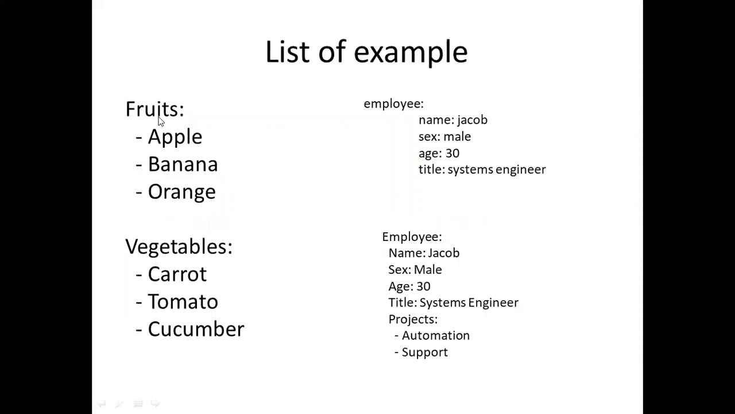So yeah, this is one more example. I guess the fruits, these are the things. Vegetables, these three things are there. List example. Now, here is an employee, and this is all about his details. This is again the same stuff. Yeah, this is one more array here. What are the projects he worked on under that? When he worked on automation, worked on support.